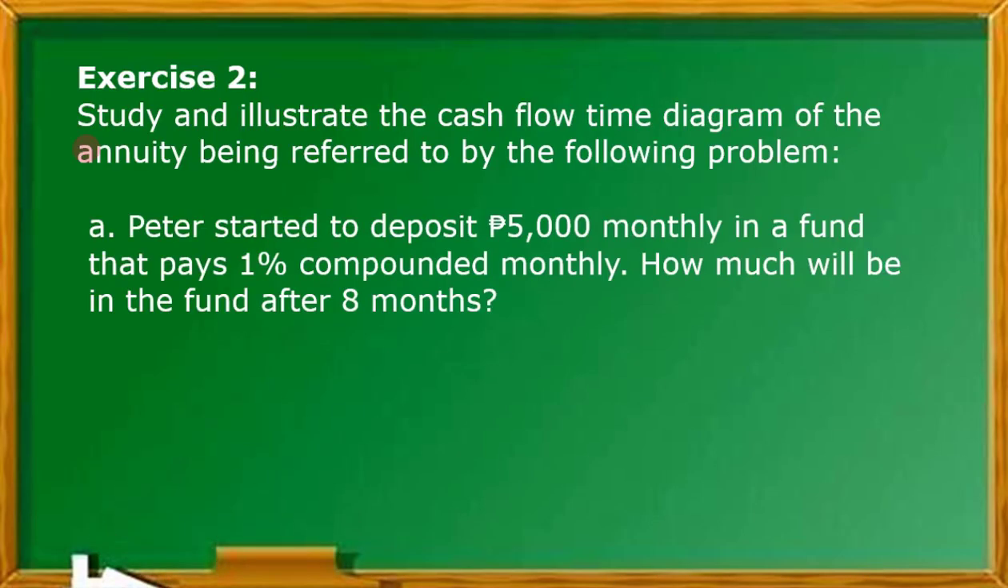For exercise number 2, study and illustrate the cash flow time diagram of the annuity being referred to by the following problem. Peter started to deposit 5,000 monthly in a fund that pays 1% compounded monthly. How much should be in the fund after 8 months? Take note here, we assume that the interest rate period is 1% per month. And the compounding period is also monthly.